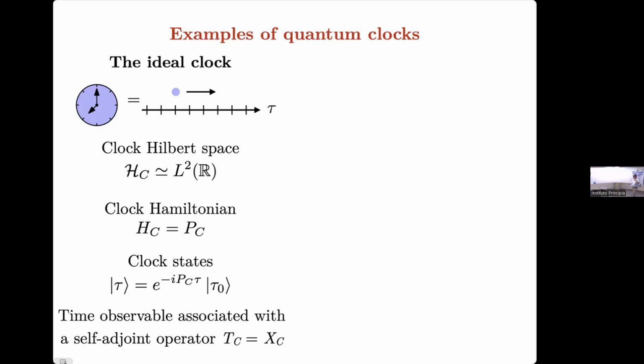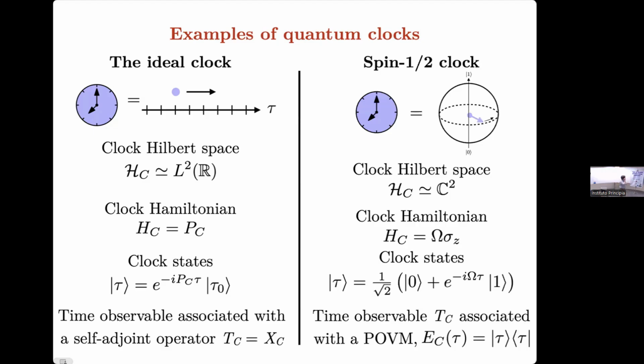So really what you're doing here is the particle is just moving at a uniform speed along one dimension, and you're measuring its position, and that position is going to be this covariant time observable associated with such a clock. In this case, these clock states are all actually orthogonal to one another, and that allows you to associate with them a self-adjoint operator, namely the position operator. But this construction is more general.